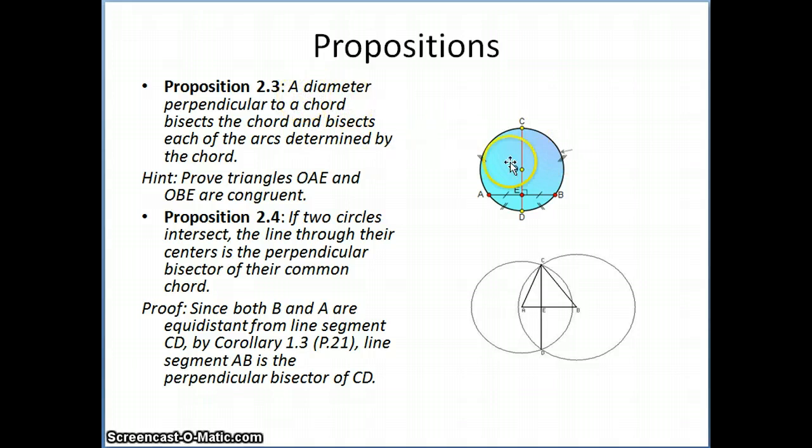A diameter perpendicular to a chord bisects the chord and bisects each of the arcs determined by the chord. Look at this picture here. We have a chord AB. So this chord divides the circle into two arcs, one major arc and another minor arc. And if we draw a perpendicular diameter, so this chord CD is through the center O, so that's why this is a diameter.